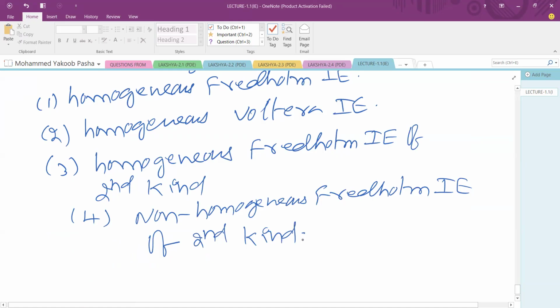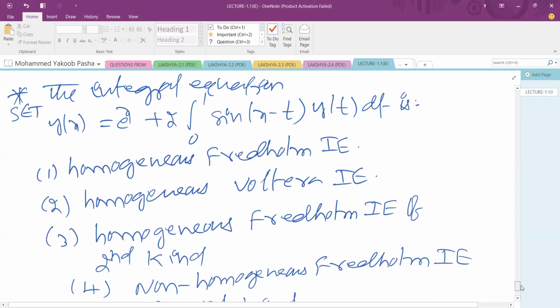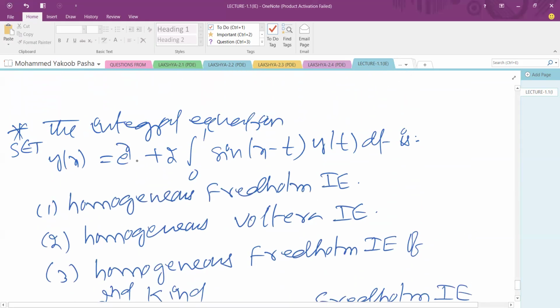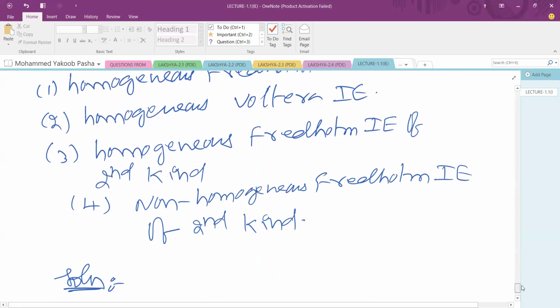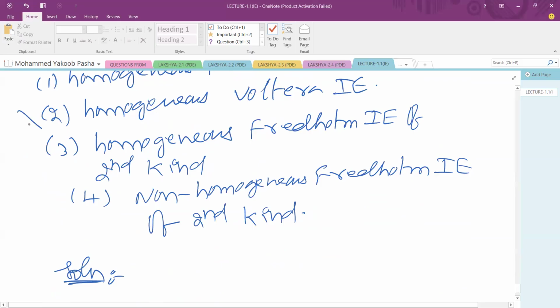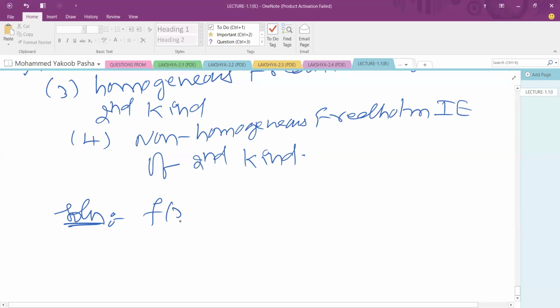Now, what is the right option? Option 4. Why is it non-homogeneous? Here f of x is not equal to 0. First, see that all the equations are Fredholm only. Both the limits are constants, so we can discard option 2. And see the f of x here. f of x is equal to e to the power x. e to the power x is not equal to 0, which means non-homogeneous.